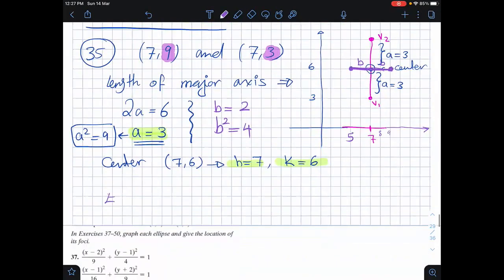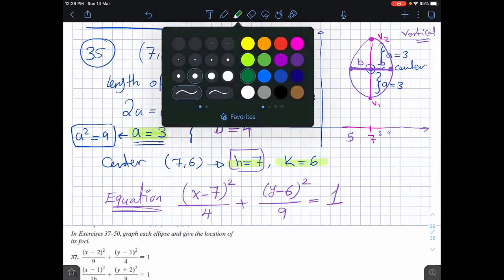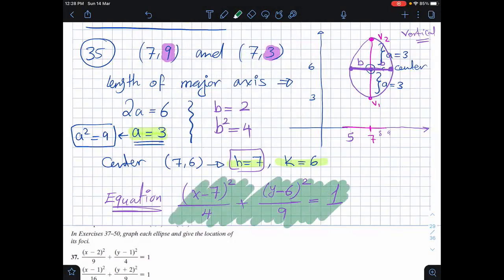Okay, the equation in standard form: x minus 7, which is h, squared, over b squared, which is 4, and y minus k, which is 6, squared, over 9, equals 1. This is vertical because the major axis was vertical. Always a squared is greater than b squared, and always the right side is 1. Easy here. So this is our final equation, guys.